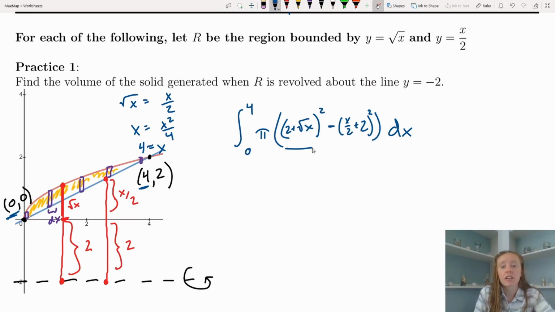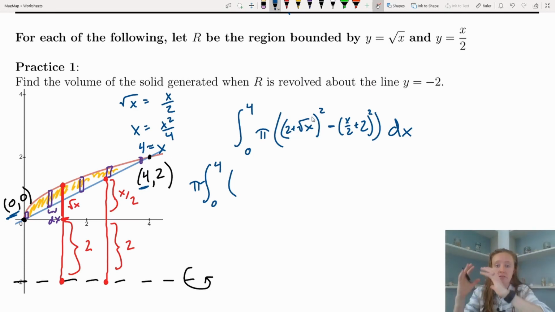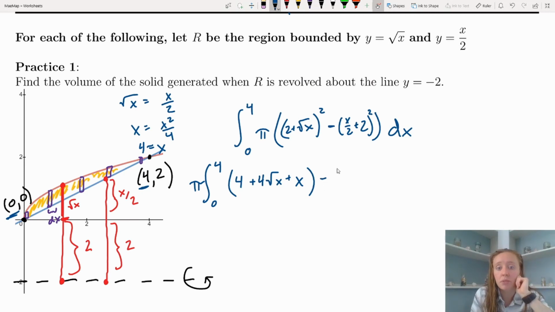So I have pi times my outer radius squared minus my inner radius squared, and I'm going to integrate that with respect to x. So let's go through this quickly. We're going from 0 to 4, and we have pi. I'll go ahead and pull pi out in front since it's just some constant. Distributing 2 plus the square root of x, expanding that out, that's going to be 4 plus 4 square root of x plus x. And from that, I'm subtracting, expanding this next binomial out, that's going to be x squared over 4 plus 4x over 4, which is going to be 2x plus 4. And this is all with respect to x.